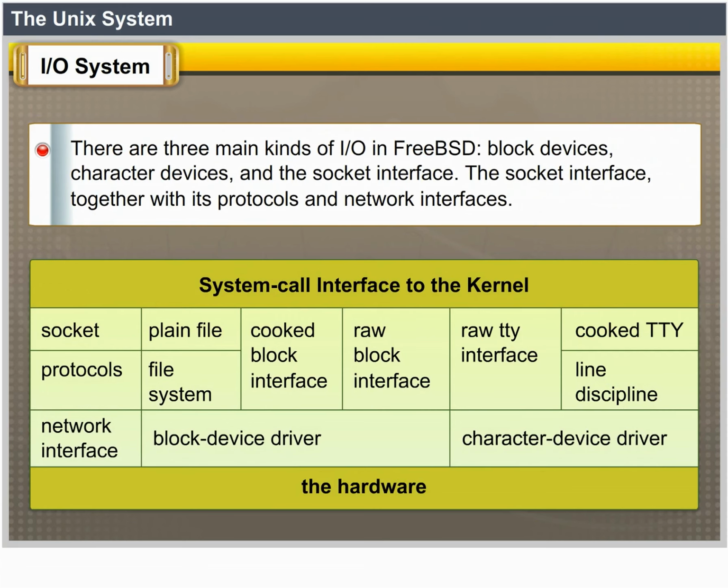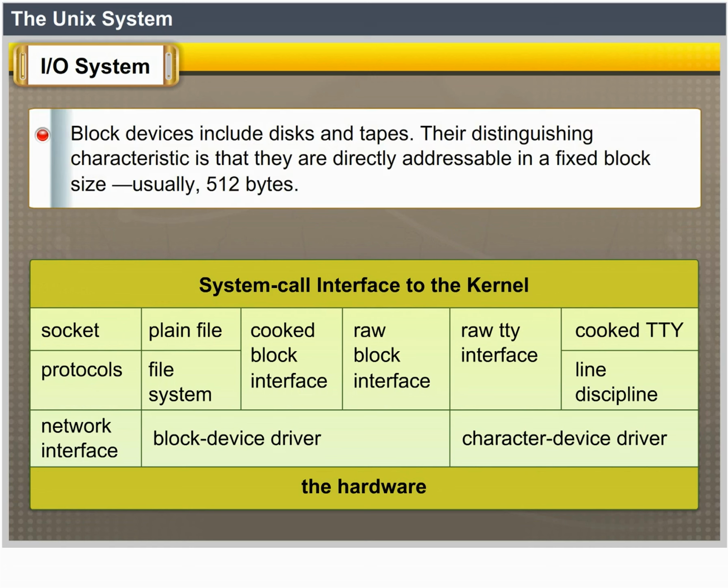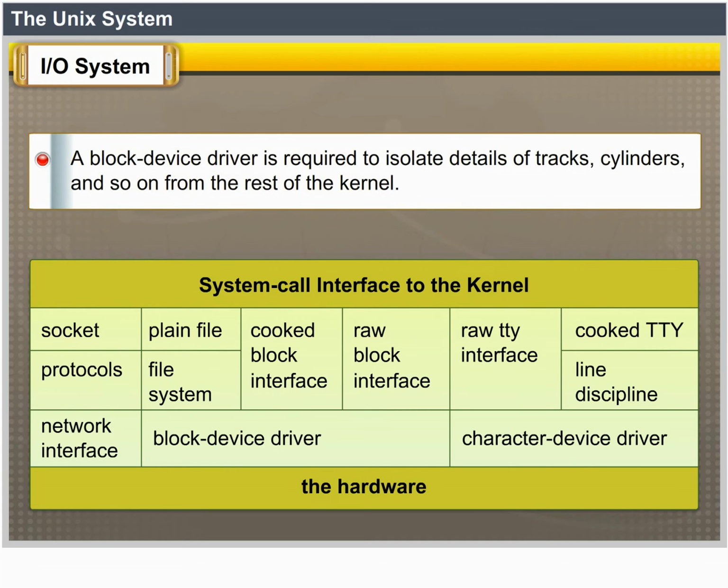There are three main kinds of I/O in FreeBSD: block devices, character devices, and the socket interface. The socket interface, together with its protocols and network interfaces. Block devices include disks and tapes. Their distinguishing characteristic is that they are directly addressable in a fixed block size, usually 512 bytes. A block device driver is required to isolate details of tracks, cylinders, and so on from the rest of the kernel.